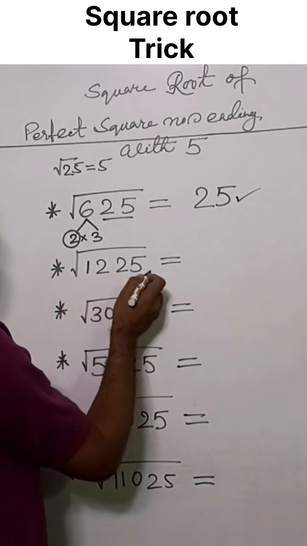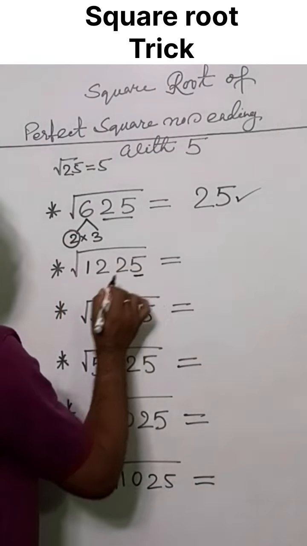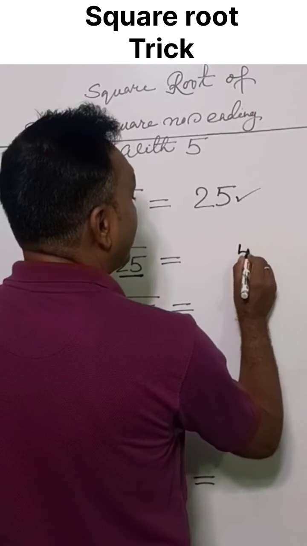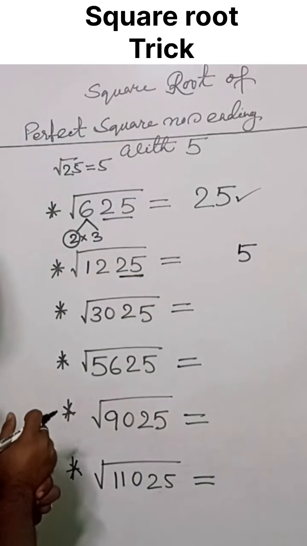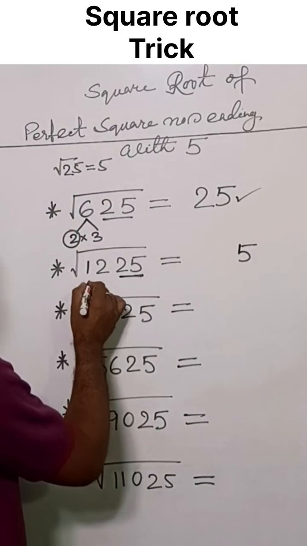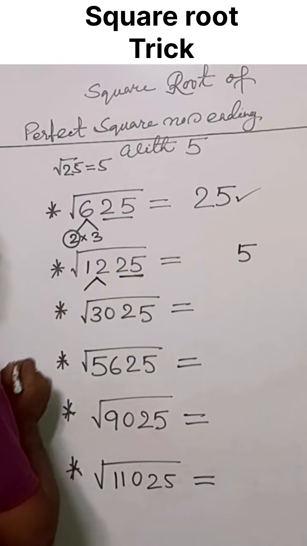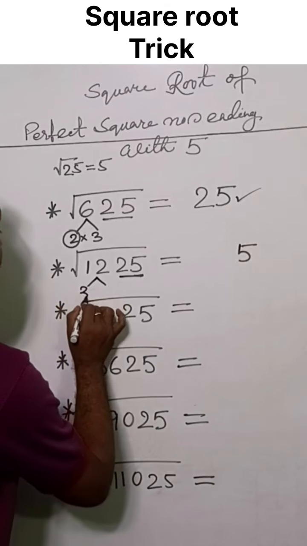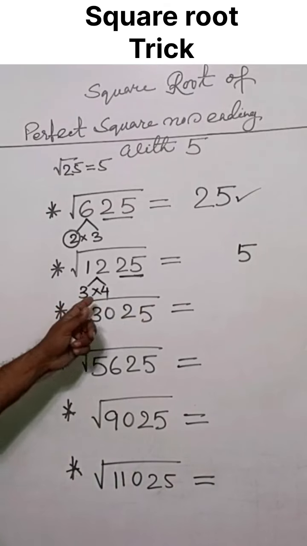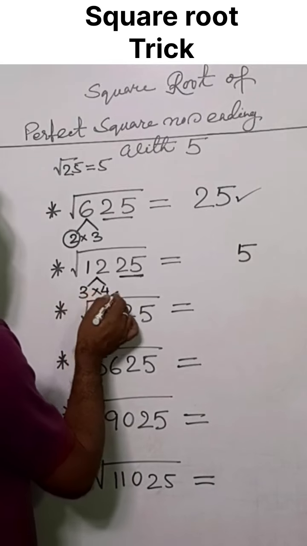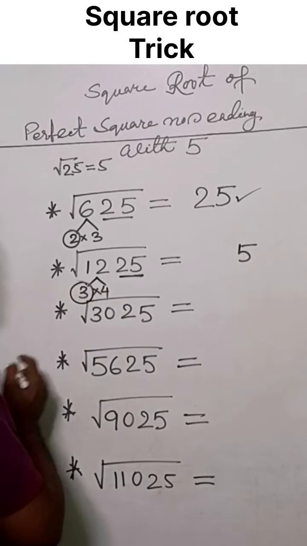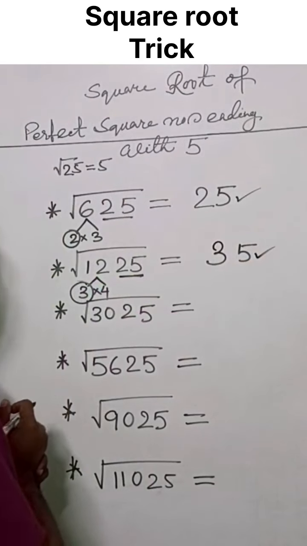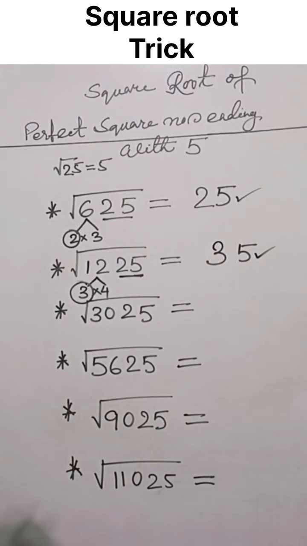Similarly, here also it is a perfect square number ending with 5. So here 25 is there, so directly I will write 5 because as we know the square root of 25 is 5. Then take the factors of 12 in such a way that their difference must be 1. So I can write 3 into 4, 3 fours are 12 and their difference is 1. Out of these two numbers, 3 is the smallest number, so I'll directly take the smallest number here and that will give the answer of the square root of 1225.